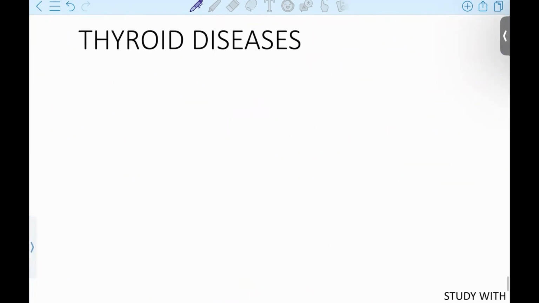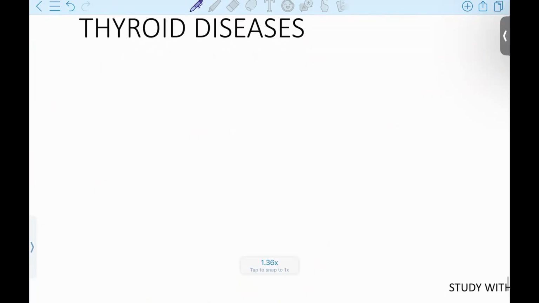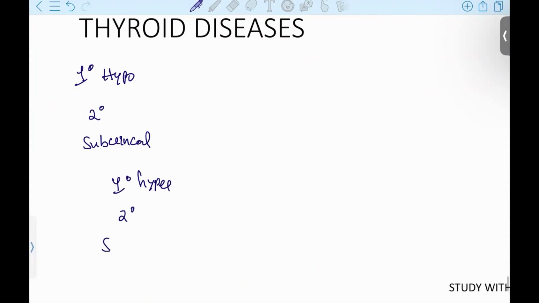Next, thyroid diseases, how to interpret. So we know that primary hypothyroidism, secondary and subclinical. Again, primary hyper, secondary, subclinical. Okay, let's see features. For example, if you take the TSH, T3, T4 for this patient, TSH will be high to compensate through the negative feedback mechanism. But in secondary, almost both will be low. And again, in subclinical, the T3, T4 will be normal.